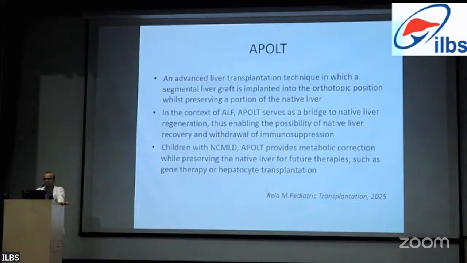But why do it in children with non-cirrhotic metabolic liver disease? Because this partial graft is sufficient for the metabolic correction while preserving the native liver for future therapies. It's just a bridge to the future, as the authors have described. Because if any gene therapy or pharmacological therapy becomes available, or hepatocyte transplant becomes available, then the patient can be cured with his native liver and the immunosuppression can be stopped.